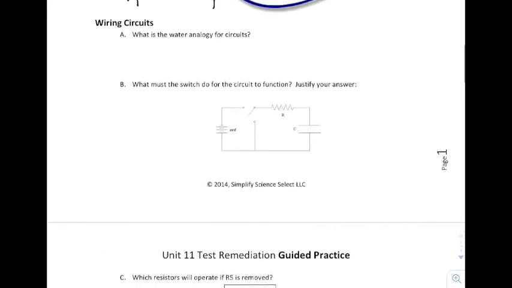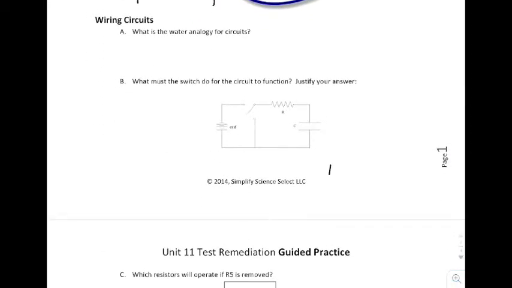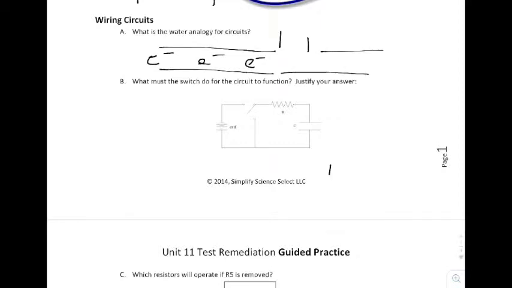Now, what is the water analogy for circuits? Just like water has to be kept in a pipe that's closed, electrons also have to be kept in a closed wire in order for the circuit to function. If there is any sort of hole in the circuit, those electrons can leak out and the circuit will no longer function. Almost every circuit schematic symbol has an analogous part in actual electric circuits.